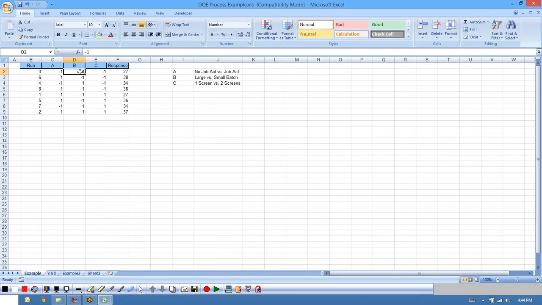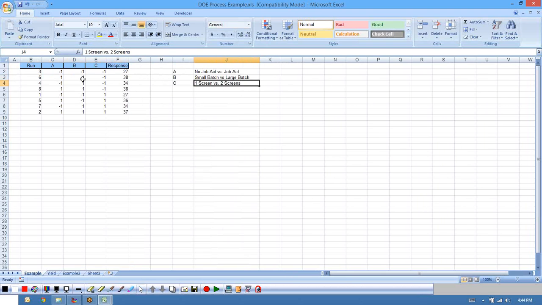Again, this would be A -1, B -1, C -1 was 27, and so forth. The people that were using the job aid and who were using the small batch, I should put in here small versus large, just to get the order right. There we go. Okay, small versus large batch. They were using the small batch, and they're using 1 screen, and this is the difference. So how would we take a look at that?